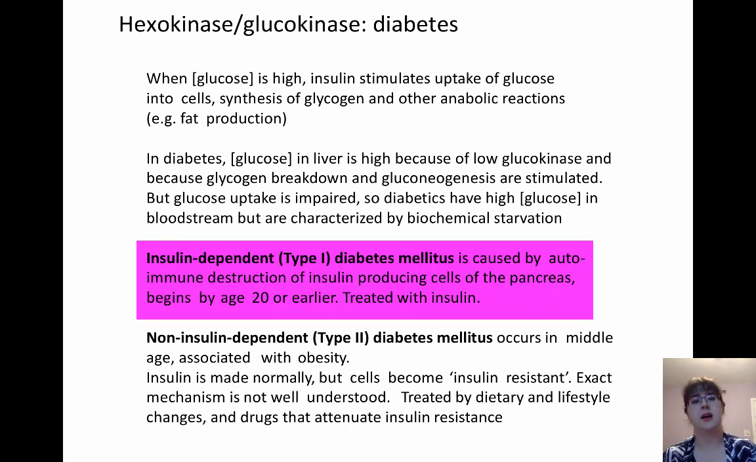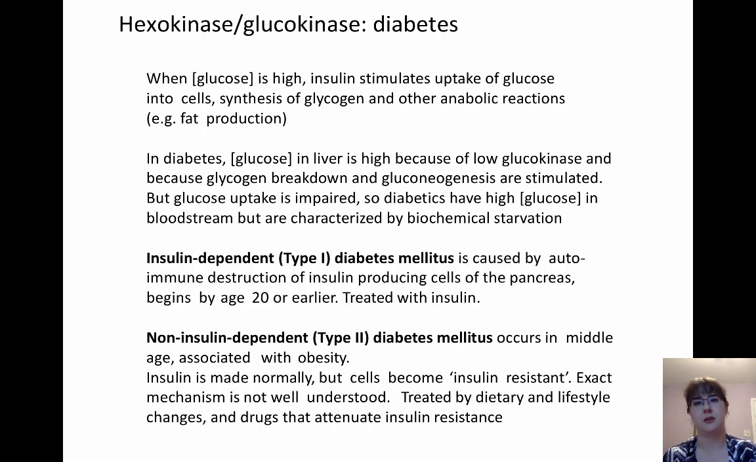So insulin dependent type 1 diabetes mellitus is characterized by an autoimmune destruction of insulin producing cells in the pancreas, beginning either by age 20 or earlier. So this is usually when you talk about either childhood diabetes, or I don't know if you've had any friends that have actually come down with type 1 diabetes while they're in college. I actually had a couple of friends that had that.